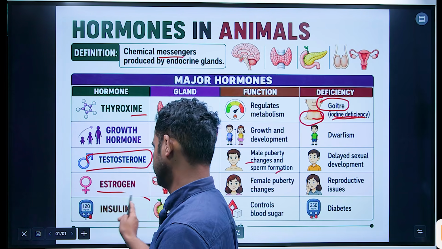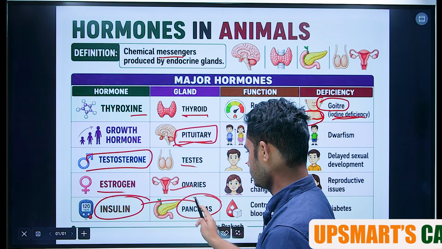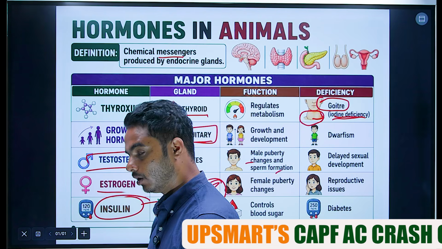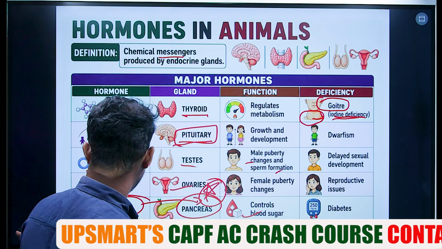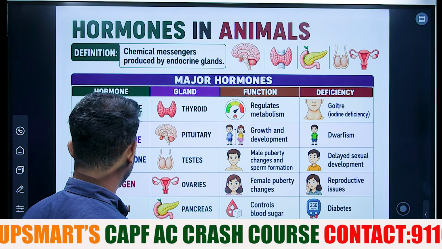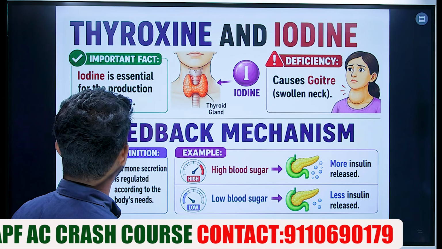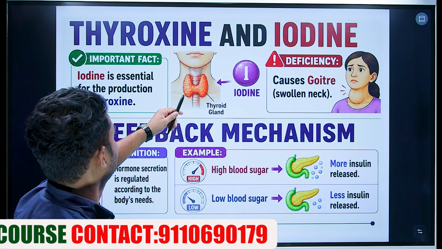Next is insulin. This one you need to know. Insulin is released by the pancreas, importantly. Now, what does insulin do? It will control blood sugar. Okay. Next. How will it control, sir? I will discuss, sir. Firstly, thyroxine and iodine.